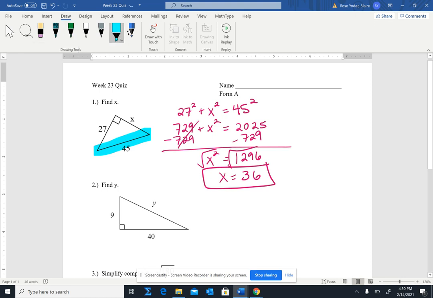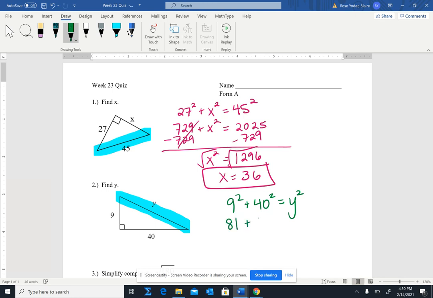Let's do the same thing in the second triangle. Let's identify which side is the hypotenuse. It's the longest side, the side that's across from the right angle. This time it's the y. So we're going to take the two legs, the 9 and the 40, and substitute those into the Pythagorean theorem. So this is what the first step was asking for. 9 squared plus 40 squared equals y squared. Now let's do 9 squared.